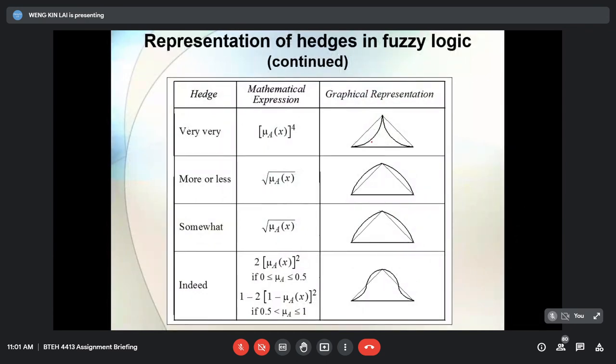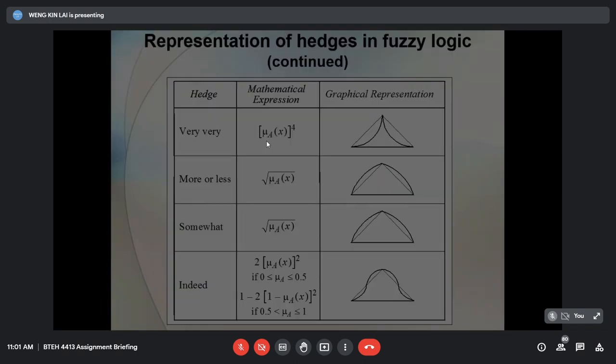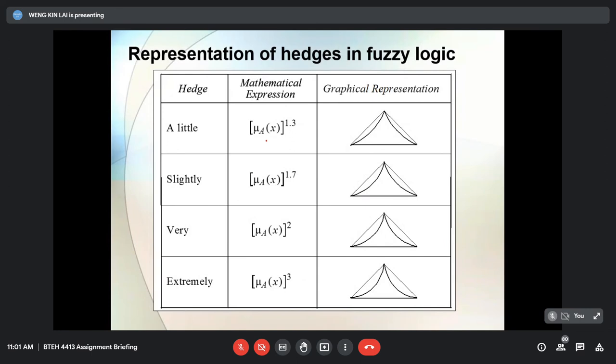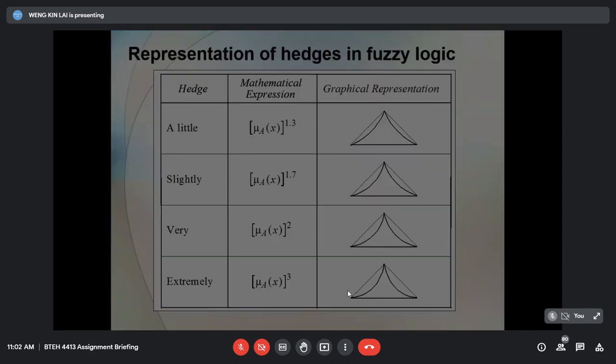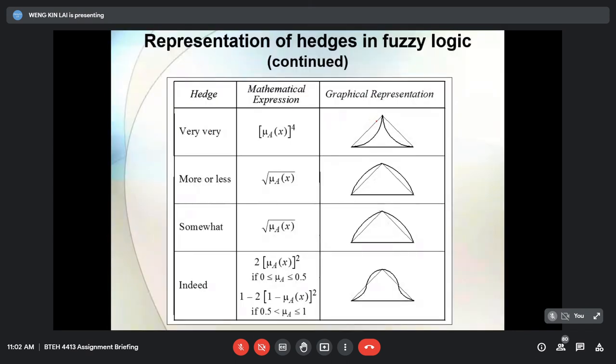More or less, indeed, very, very, but the concave one, not many. There's only one actually, somewhat concave, which is the square root. The rest will, again, talk back about the English language: a little short, slightly short, very short, extremely short. Then you have very, very short, you see? So it pushes this thing further down, which is the power of four.